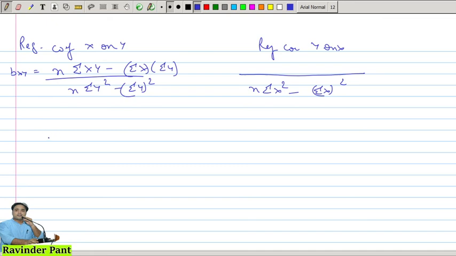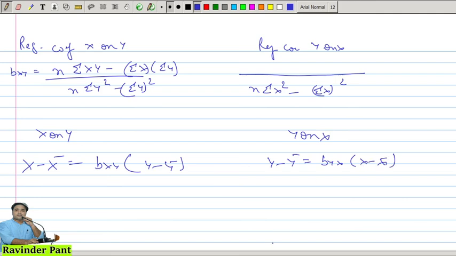I hope you remember x on y का equation क्या है, x minus x bar is equal to beta xy, y minus y bar. Similarly for y on x, this is just for reminding purpose. I hope you remember this. We have already finished this concept. And you can calculate the correlation coefficient. How? R is, when you have the betas, you know it is the geometric mean of the betas. Done. You'll keep the sign of R as the sign of the regression coefficients.